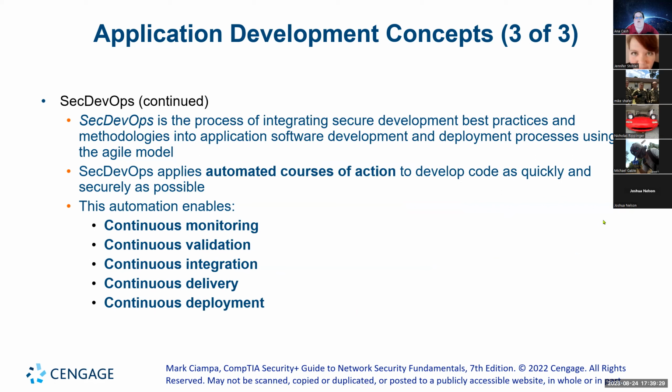So SecDevOps is the process of integrating secure development best practices and methodologies into application software development and deployment processes using the agile model. SecDevOps applies automated courses of action to develop code as quickly and securely as possible.